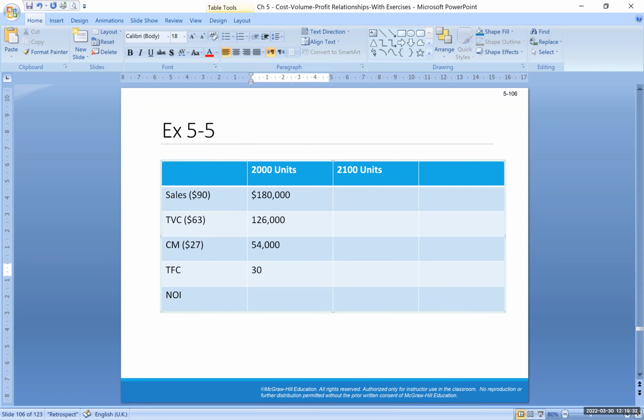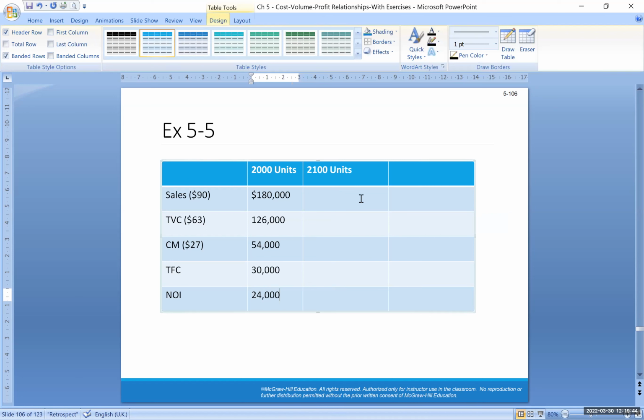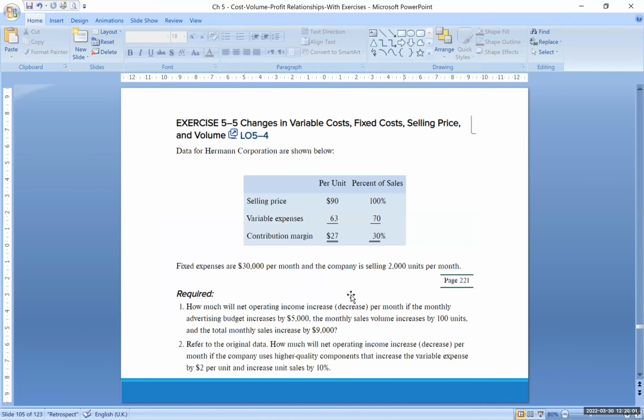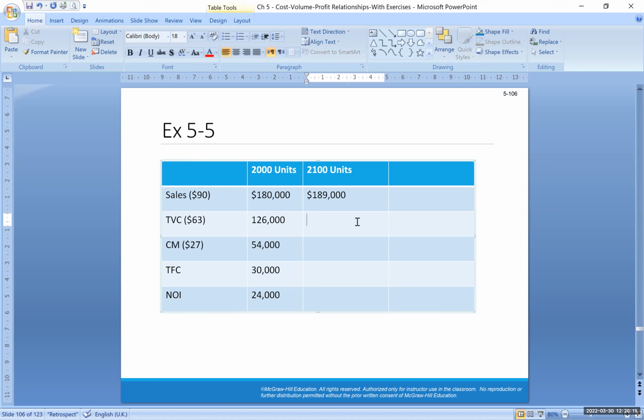Currently, I'm selling 2,000 units. Now, if I'm selling 2,100 units, the new sales will be 189,000. Simply, it is 2,100 times 90, or given in the question that the sales increased by $9,000, but it can be calculated from 2,100 times 90. The total variable cost will be 2,100 times 63. This equals 132,300. The difference for the contribution margin will be 56,700.